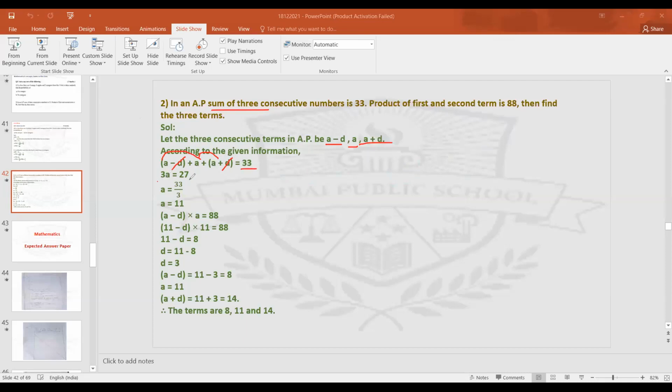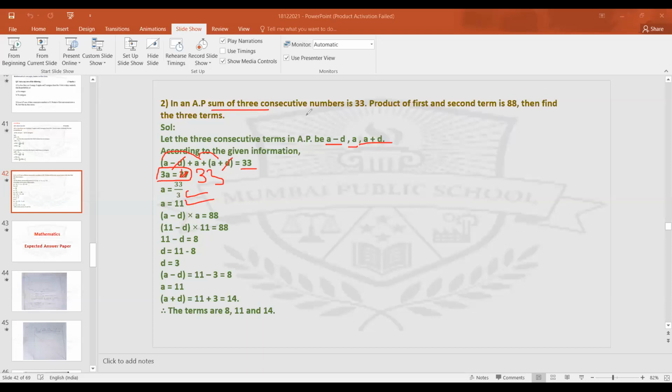Now here, check, it shows 3a equals to 27. I think you got confused with this. This is a typing error. It is 3a equals to 33 actually. Okay, there is a typing error in this. It's 3a equals to 33. Understand? So the value of a is 33 upon 3. That is equals to what? That is equals to 11. Now you have got the value of a as 11.